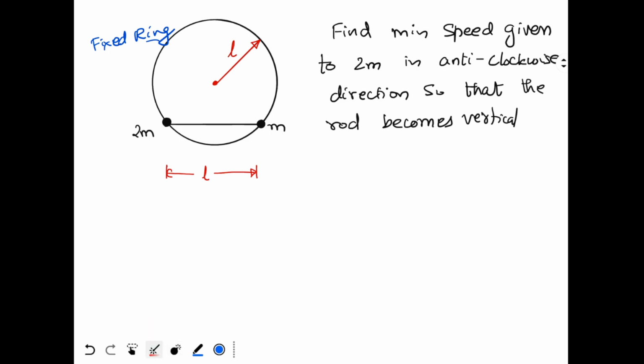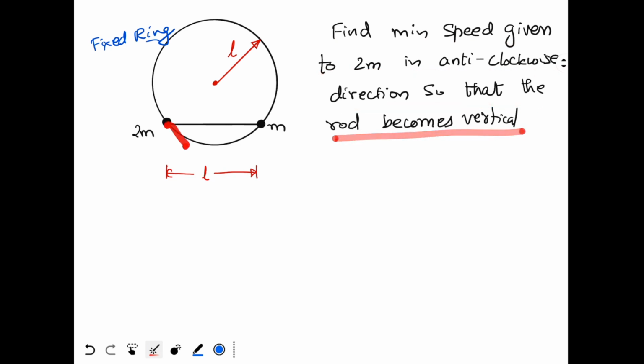Okay, see this question. Here we have a fixed ring of radius L. We got two beads which can move on the ring. One bead has mass 2m, another bead has mass m. They are connected by this rod. The length of the rod is L. So find the minimum speed given to 2m in anti-clockwise direction so that the rod becomes vertical.